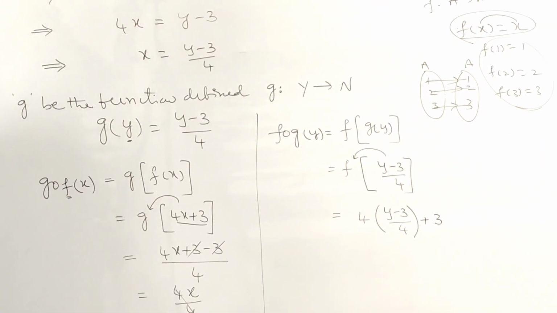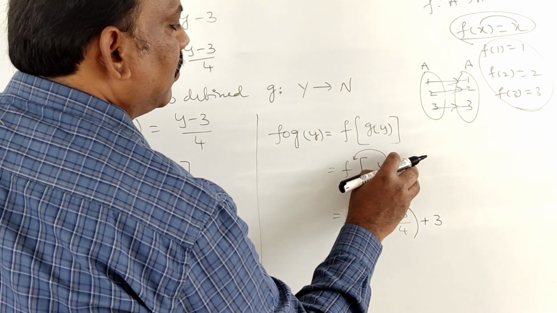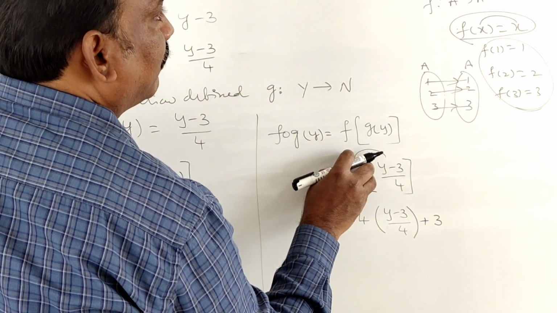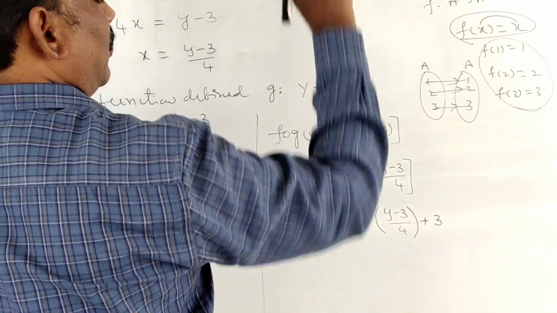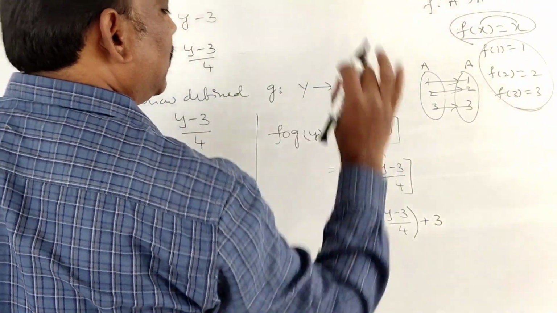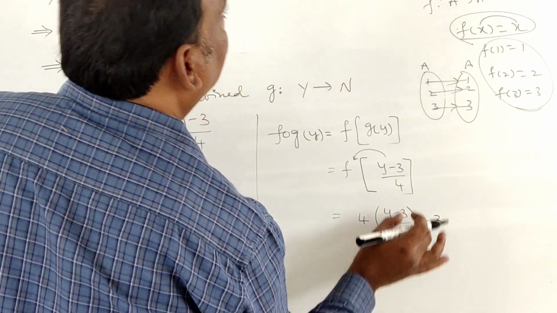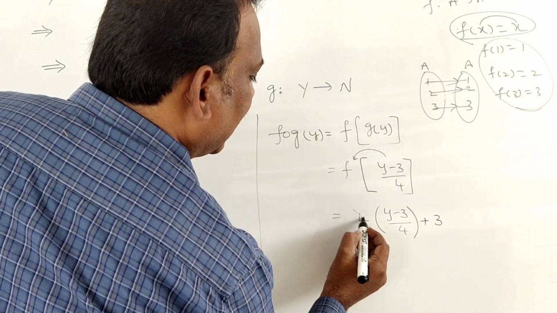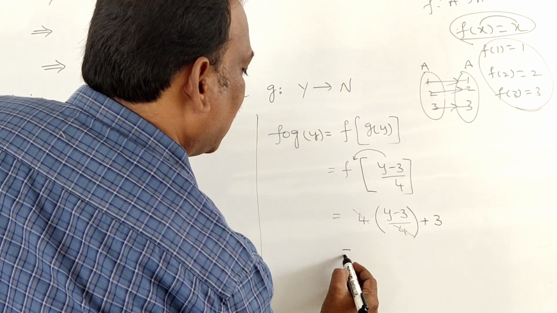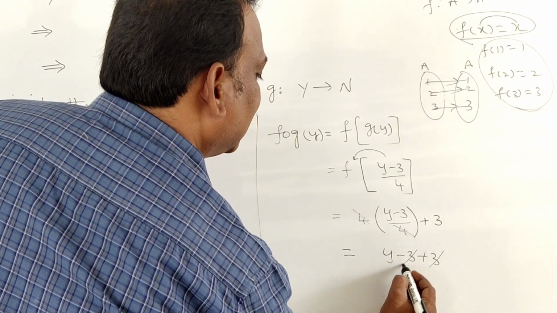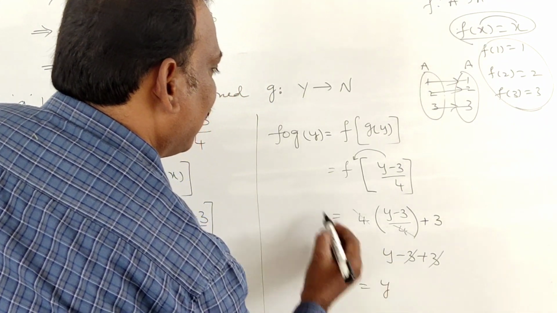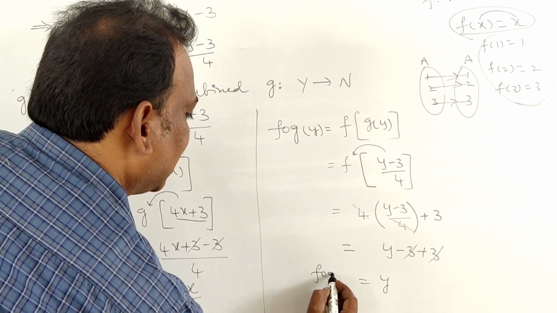I think you understood the substitution. This value we are going to replace on f in where? X place. So 4 will be the same. In x place we are getting 4 times y minus 3 by 4 plus 3. Now I can cancel this 4 and 4. Now we have y minus 3 plus 3. So plus 3 gets cancelled. Y. What is on the left side? F circle g of y.